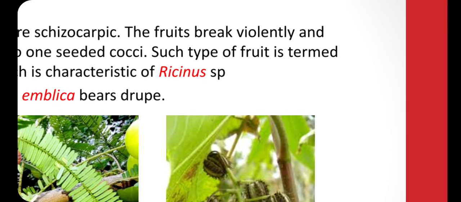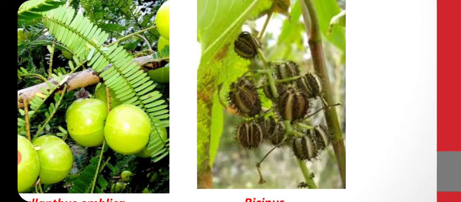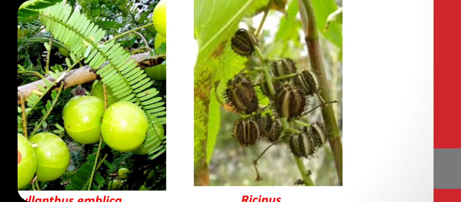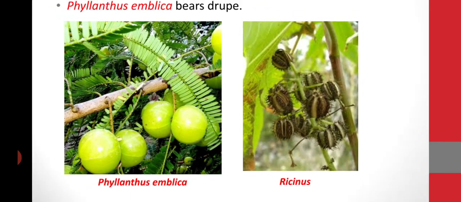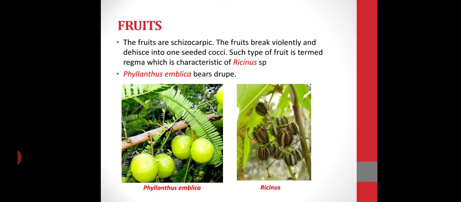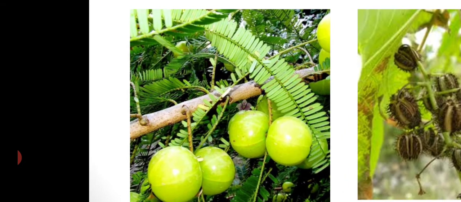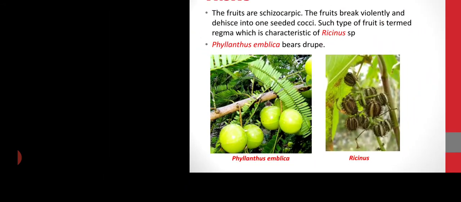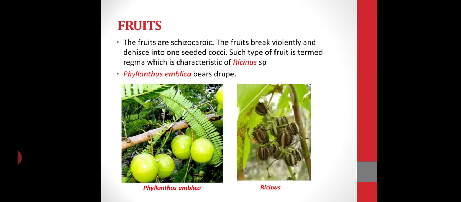Here this is a dried condition, and it breaks open, that is, into slits, into different sections. Each section is called a coccus or cocci, and it holds a single seed. Such a type of fruit is termed regma, which is a characteristic of resinous species. Phyllanthus emblica, that is Nellika, is a perfect drupe. But nearly two types, that is regma or schizocarpic fruit, and also drupe.